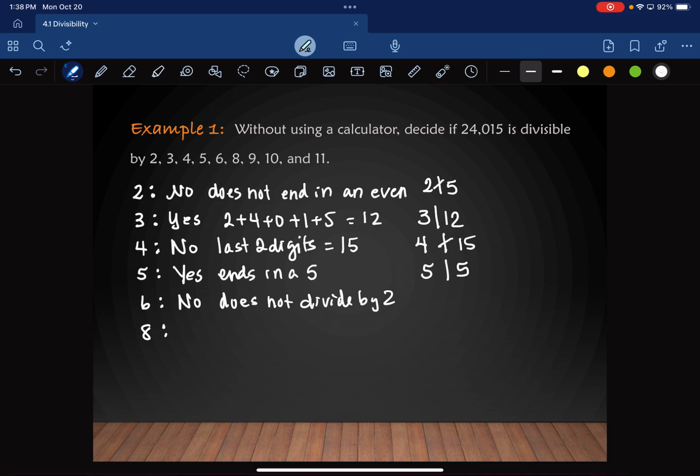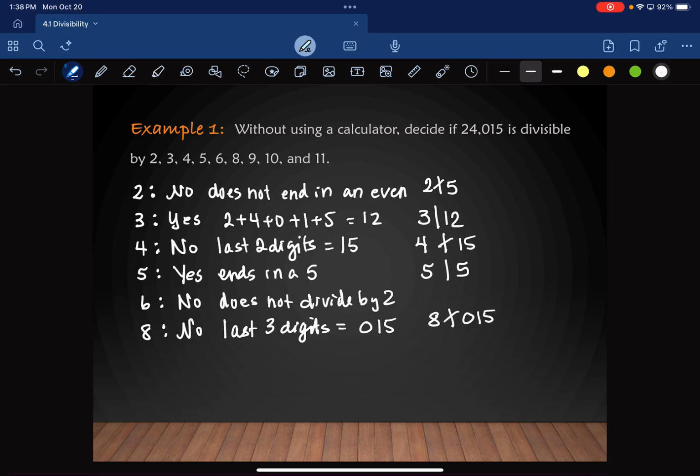Does 8 work? Nope, it doesn't. Why not? Yeah, the last 3 digits, which I purposely made the example small enough for us to be able to visibly see. It's 0, 1, 5, right? That's the last 3 digits. And 8 does not divide 0, 1, 5.